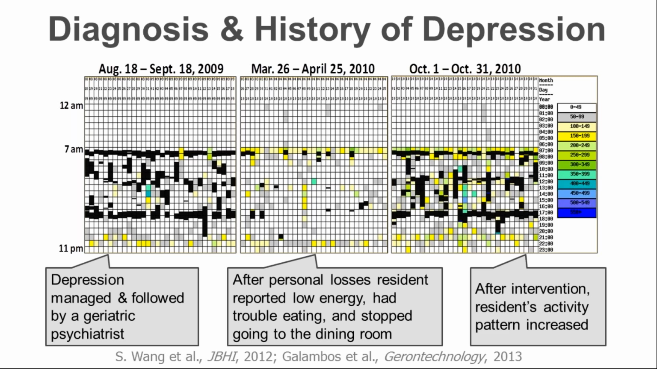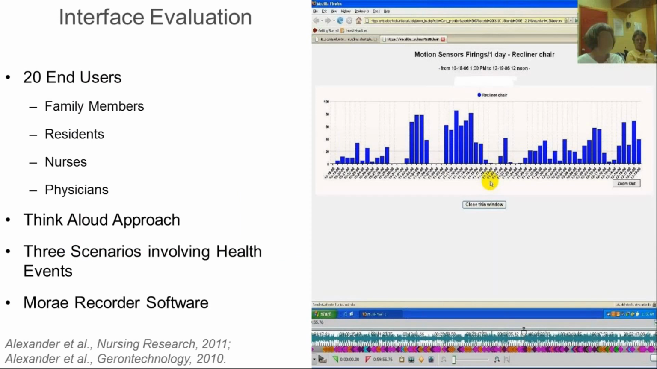And then we did an intervention, let the geriatric psychiatrist know, and after the intervention, the resident's activity pattern increased, and they seemed to go back to their baseline level. So this is the power of knowing longitudinal data about activity levels for elderly people who are living in the community, because we would not have known this if we didn't have this kind of data.